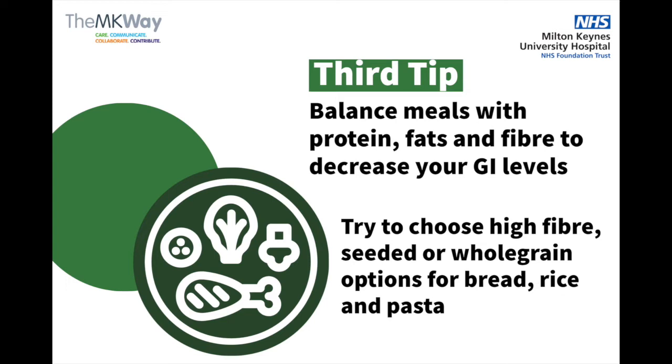Fiber also reduces the release of glucose from carbohydrates, as it is more difficult to digest or is indigestible. You don't have to avoid high GI foods, but it is advised to reduce the portions and add lower GI foods like vegetables and protein to reduce the overall GI of your meal. It is recommended to choose high fiber, seeded or whole grain options like brown rice and pasta or seeded bread to lower the glycemic index.